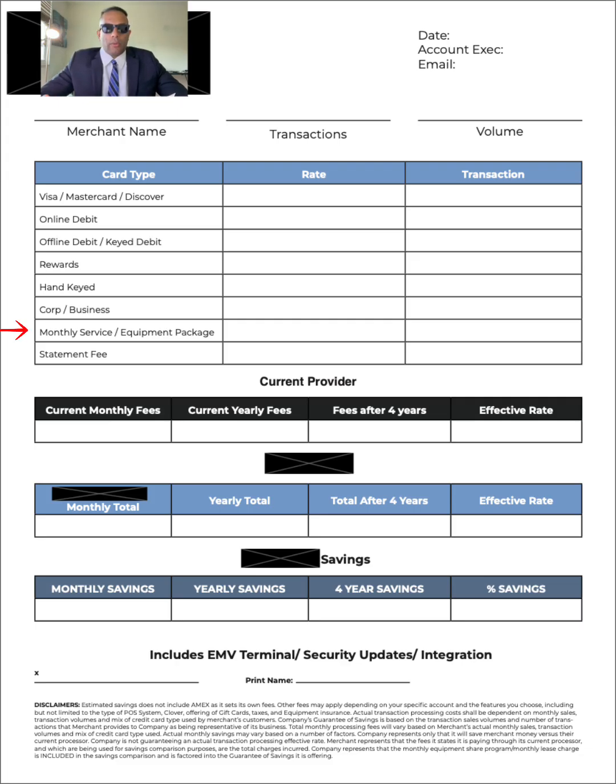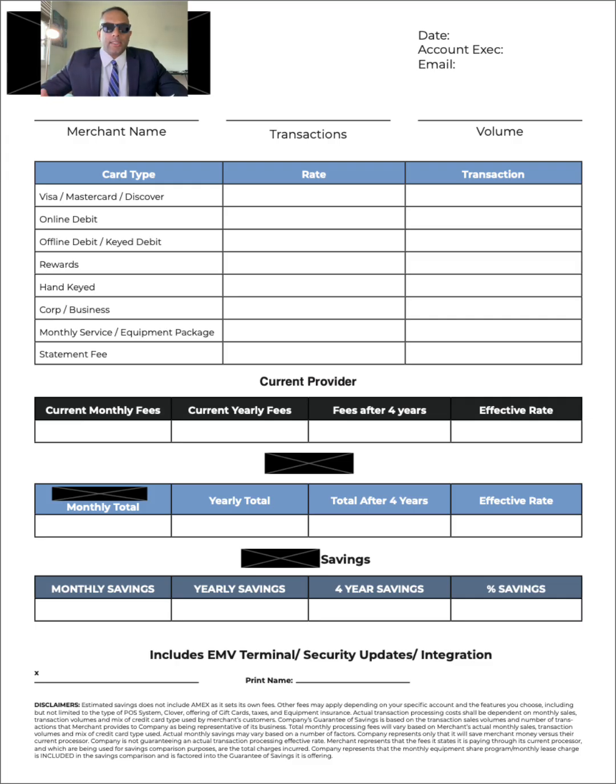Monthly service or equipment package. This is the program cost, and within the program cost, it is attached to a physical, tangible point of sale, plus there might be additional fees to integrate with software and hardware. Statement fees. This is the service for any merchant service to provide a statement for you. We then go down to current provider. This is the current provider the business is using for merchant services.